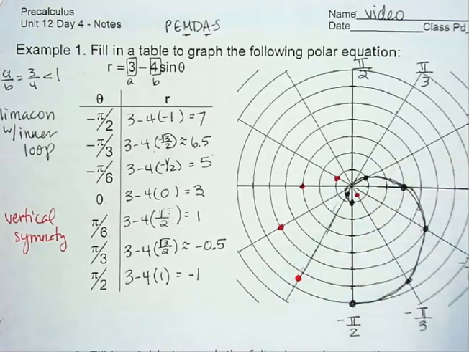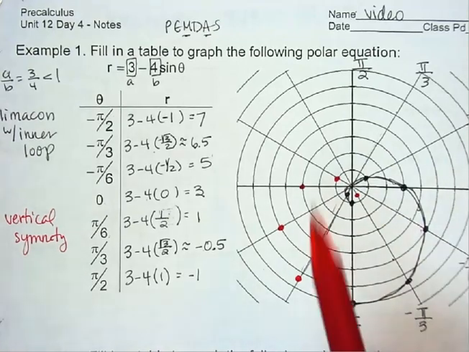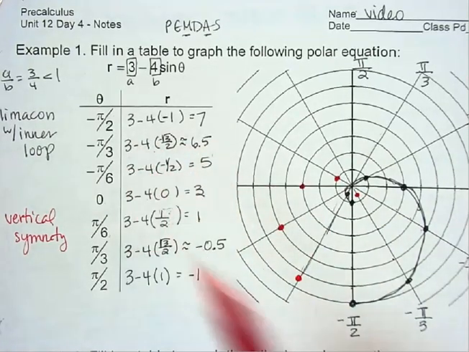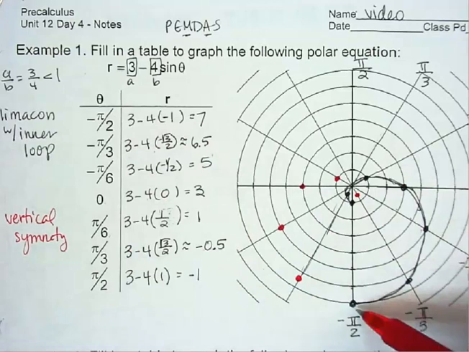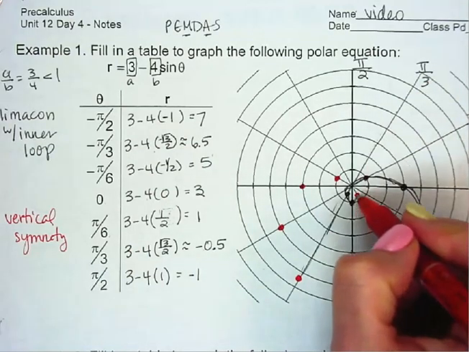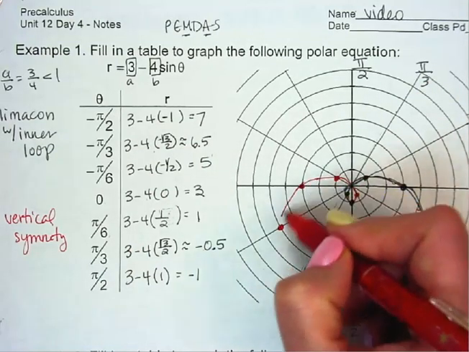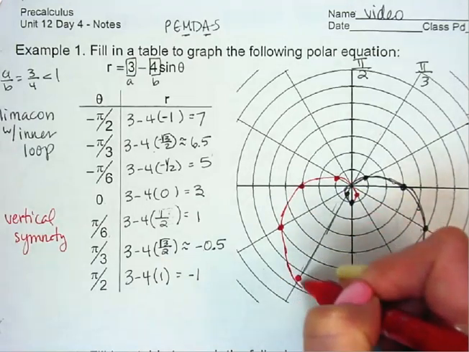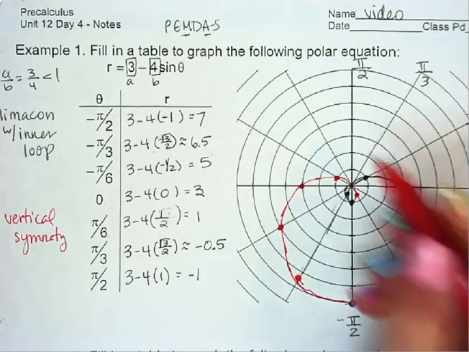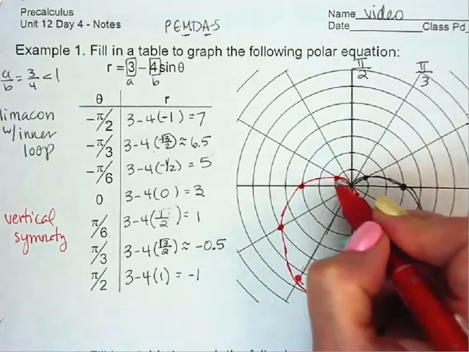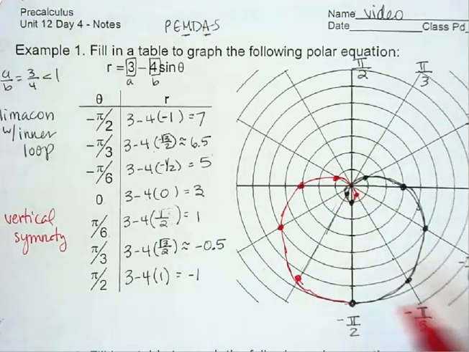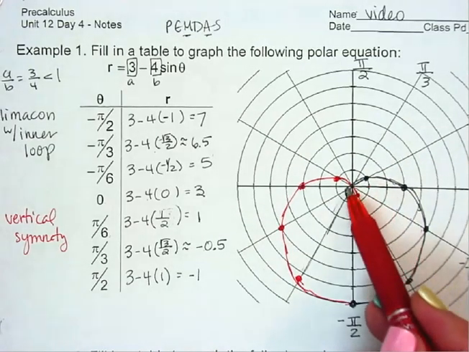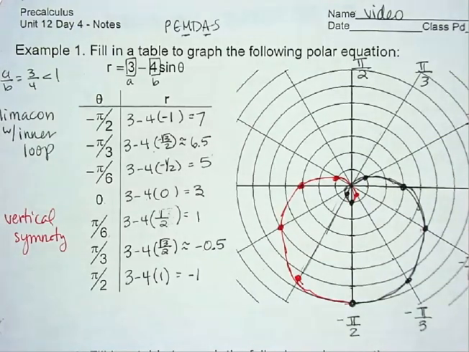So in red, I did the new points that I generated using symmetry. These were not points generated by our original table. So those are all in black. So then I'm just going to complete my shape here. Not very well, but also not the worst. So here's my limacon with an inner loop. And I'm going to make a second video for the second problem.